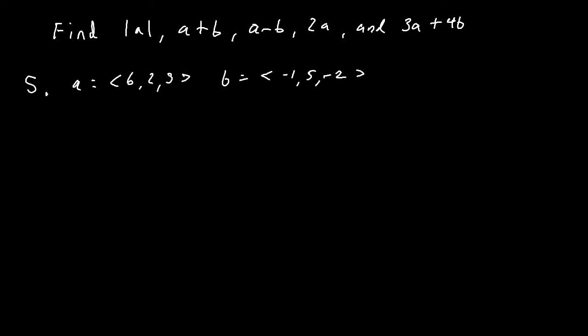So now let's say for number 5 we have vector a, which has components 6, 2, 3, and vector b, which has components negative 1, 5, negative 2. So notice it has both x, y, and z components.